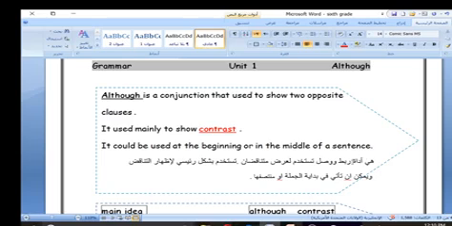Although is a conjunction that is used to show two opposite clauses, to connect between two opposite clauses, okay? And it's used mainly to show contrast, okay?